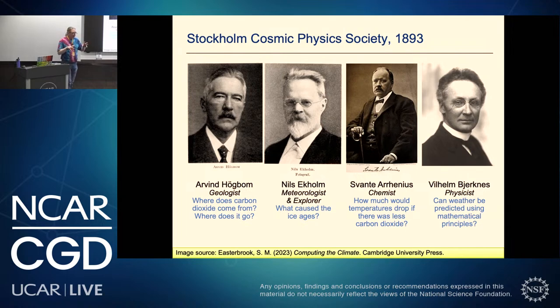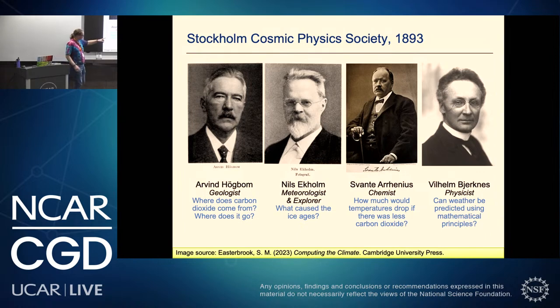So in 1894, this guy came to give a talk at one of their meetings, Arvin Högbom, and he gave a talk about the carbon cycle. He'd identified seven different sources of carbon in the atmosphere and three or four different sinks. And he gave this whole talk about where carbon comes from and where it goes.